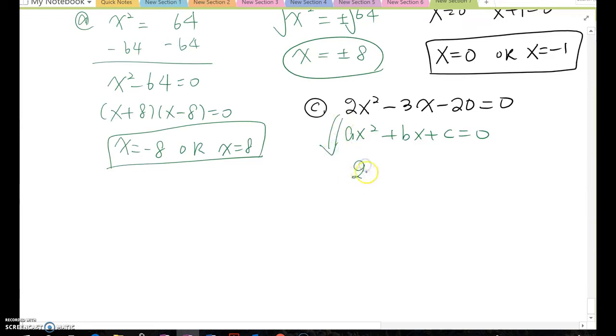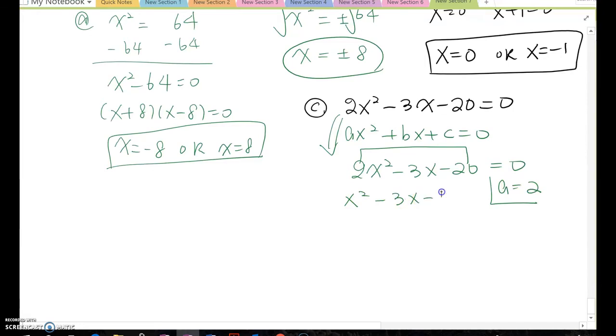So it becomes 2x squared minus 3x minus 20 equal to 0. We move this 2 to here, so a equals 2. So x squared minus 3x minus 40 equal to 0. So find two numbers. Their product becomes negative 40. Their sum becomes negative 3. Can you find? Yes, they are negative 8 and positive 5, right?